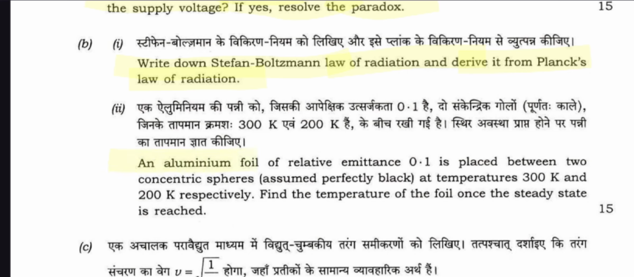Question number 2. An aluminum foil of relative emittance 0.1 is placed between two concentric spheres. Assume they are perfectly black, at temperatures of 300 Kelvin and 200 Kelvin respectively. Find the temperature of the foil once the steady state is reached.